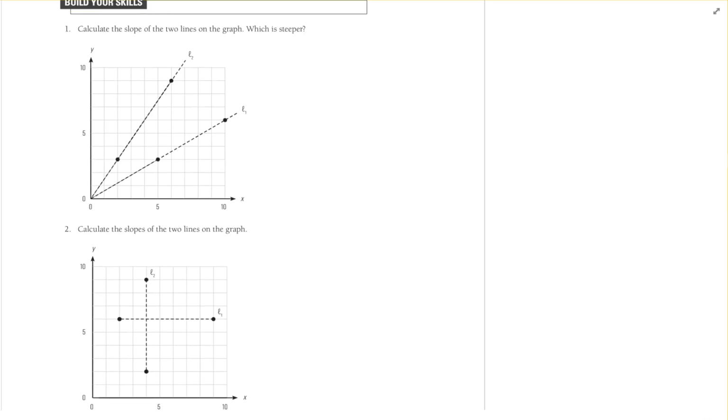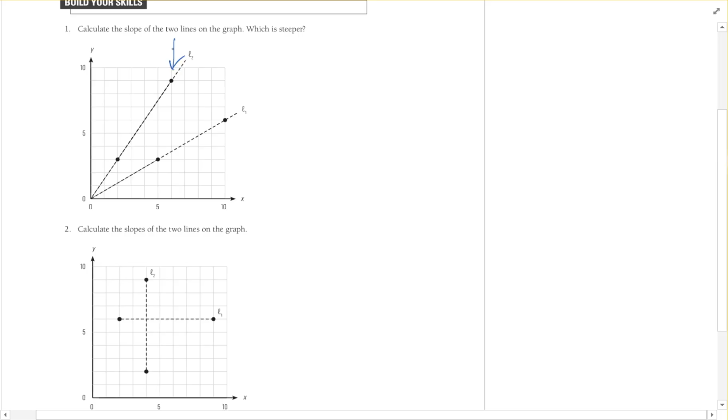Let's see this one. All right. So it says calculate the slope of the 2 lines on the graph. Which is steeper? Just using your common sense, which one would you think is steeper? Which one would you slide down faster? Well, that'd be this one, right? That's steeper, right? It's going up quicker. So calculate the slope of the 2 lines.